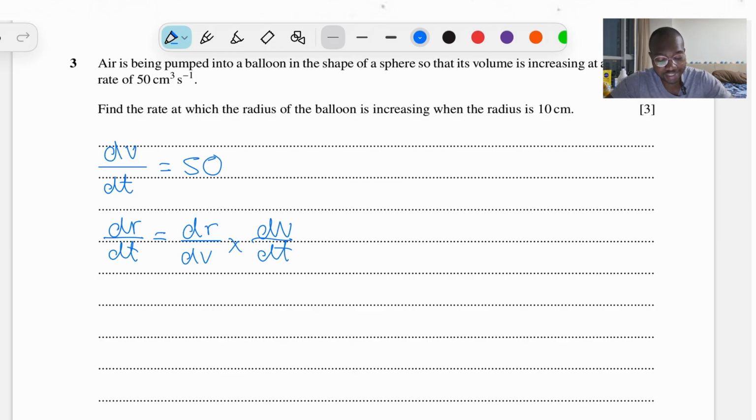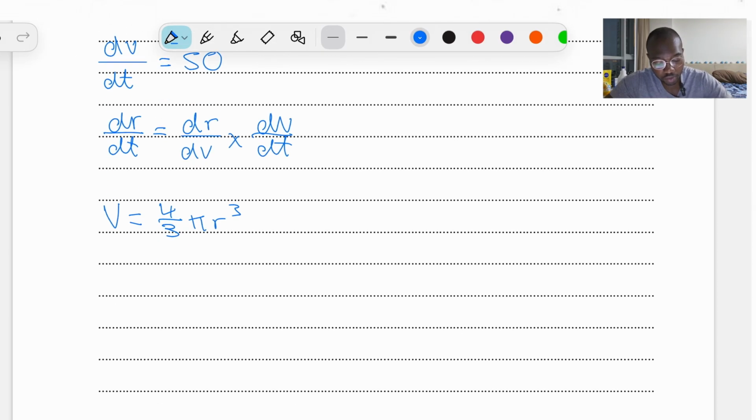So we know what dV over dt is. Well, can we work out what dr over dV is? Well, yes, we can, because we can get an expression for the volume of a sphere in terms of r, right? Because we know that the general formula for the volume of a sphere is 4 over 3 pi r cubed, okay? And they tell us that we need to find the rate at which the radius of the balloon is increasing when the radius is 10. So what we can do is, if we differentiate, that would give us dV over dr. And then we can just take the reciprocal, and that will give us dr over dV. So that's what we're going to do now.